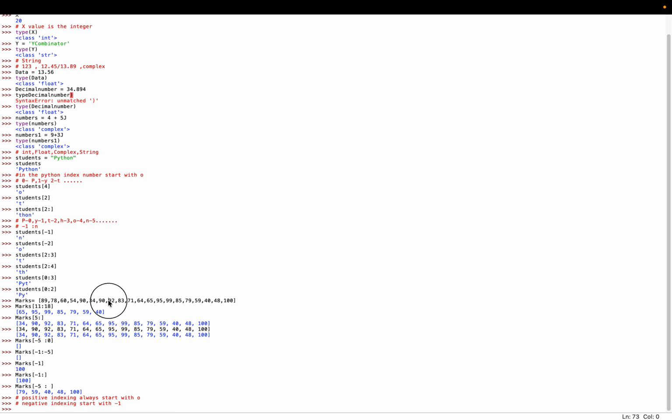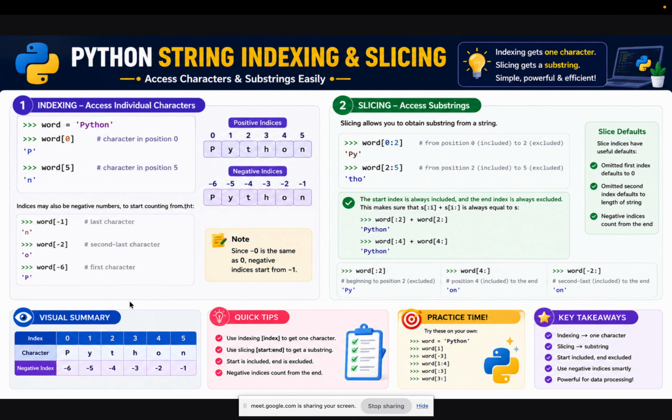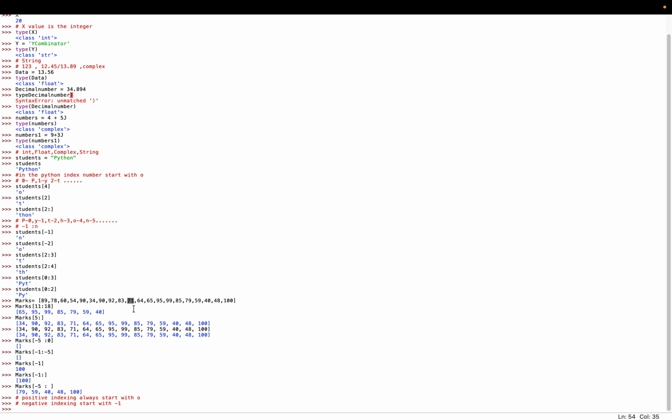Even you will go for positive and negative to find the number. Suppose I want 71, what will be my index number? Now tell me, anyone. I want only the 71 value. So what will be my index number? Tell me first. If it is the 71 value, sir, in positive it will be 9. Why would it be 9 in positive? What is the reason?